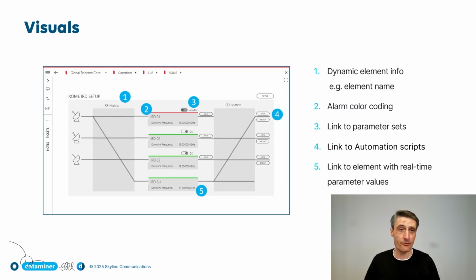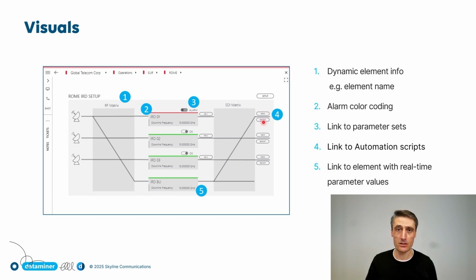So in terms of features, here we have a couple of things indicated. The names are indicated dynamically also for the satellite receivers here. The alarm state is being color-coded into the graphical presentation. There are some controls to simulate some alarm here. So that's a parameter set, but also a frequency or some key parameters can be indicated here.